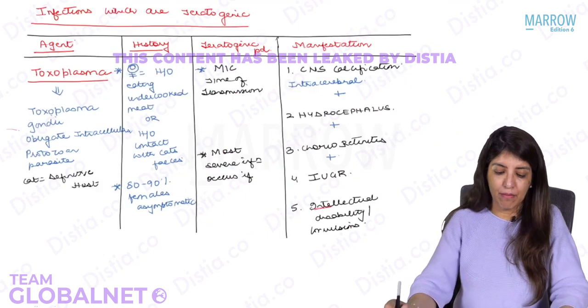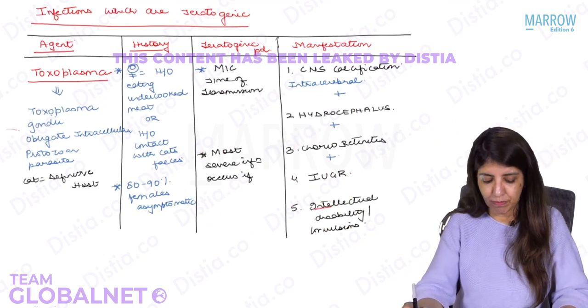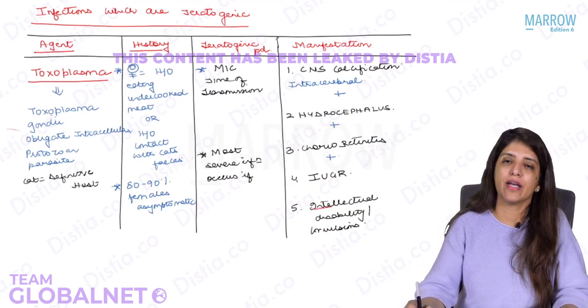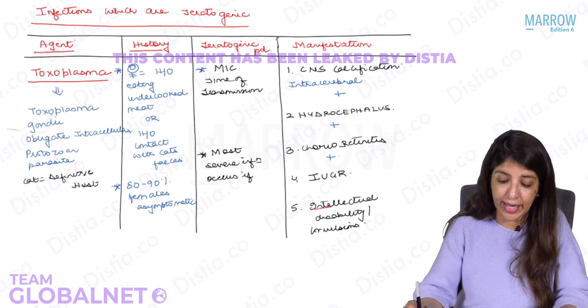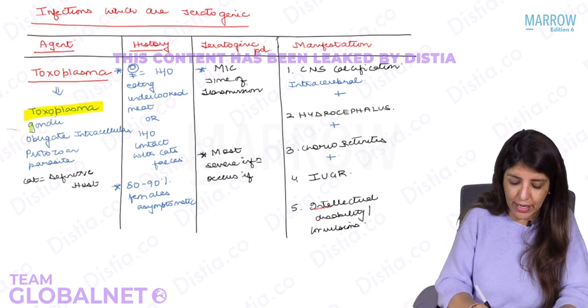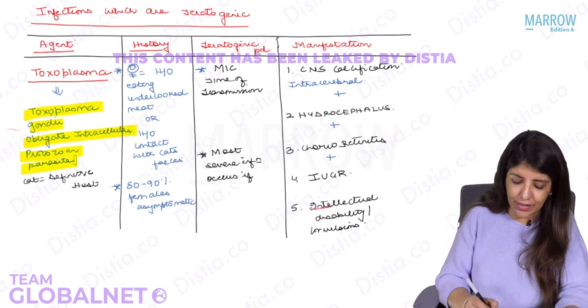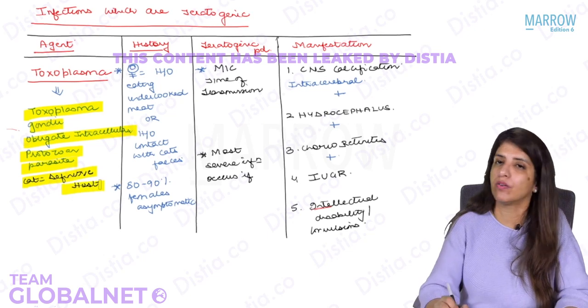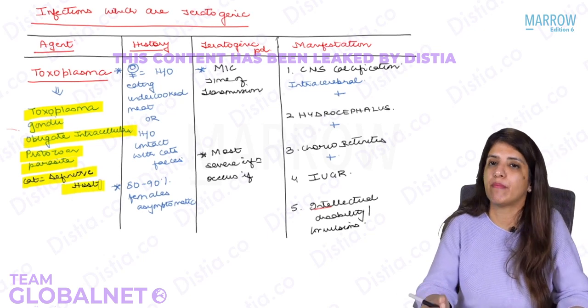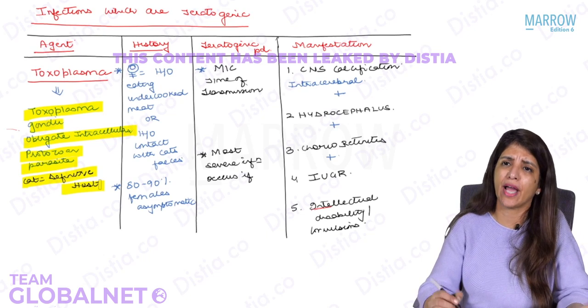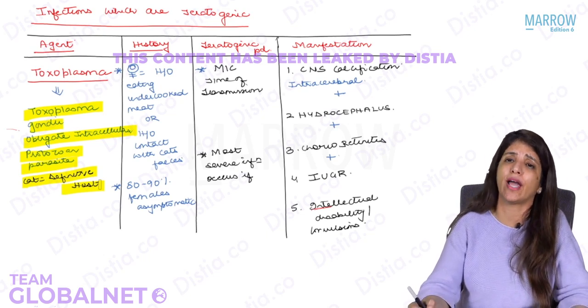Yes? Then comes toxoplasma infection. Toxoplasma is caused by Toxoplasma gondii, an obligate intracellular protozoan parasite in which the cat is the definitive host. This is something which Shivika ma'am has told you about, and you know about Toxoplasma gondii more than me.